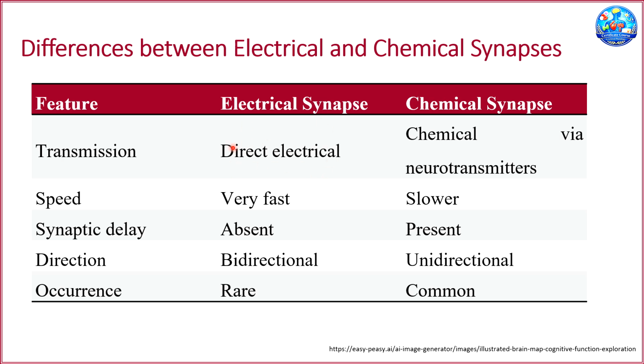Transmission in electrical synapse is a direct electrical transmission, while in chemical synapse it is the neurotransmitters that are involved. The speed of conduction is very fast in electrical synapse, while here it is a little slower. Synaptic delay is not there, while here it is present. The direction of transmission is bidirectional in electrical synapse, while it is unidirectional here. Electrical synapses are rare, while chemical synapses are very common in our body.